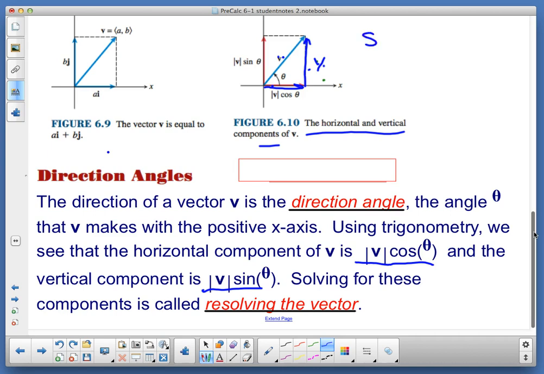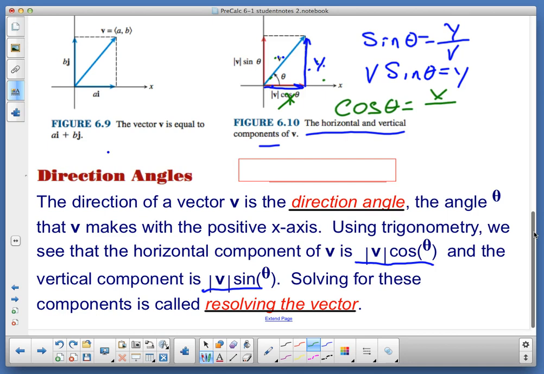So couldn't I do sine of theta is equal to my opposite over hypotenuse? Well, isn't then the magnitude of v times sine of theta equal to y? And if I decided to look at my x, adjacent over hypotenuse, that's cosine of theta is equal to my x over my hypotenuse, v. And remember, that's the absolute value of v. Well, that's the absolute value of v times cosine of theta equal to x.